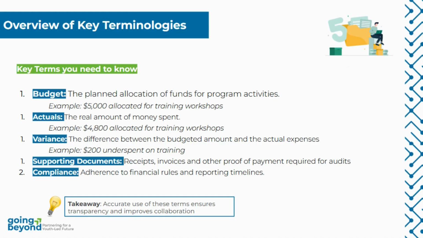3. Variance. The difference between the budgeted amount and actual expenses. Example, a $200 underspend. 4. Supporting documents. These include receipts, invoices, and other proof of payments required for audits. 5. Compliance. Adherence to financial rules, reporting timelines, and guidelines. Takeaway: accurate use of these terms ensures better transparency and collaboration.